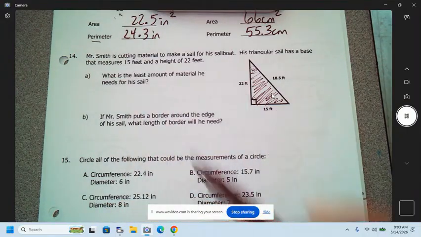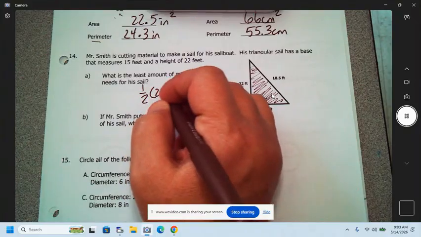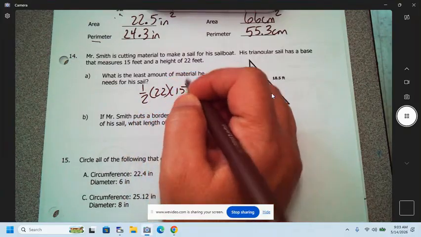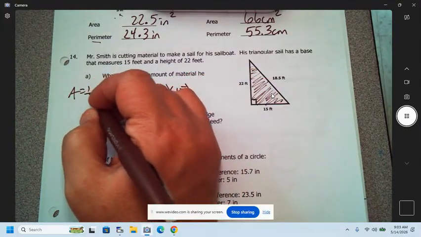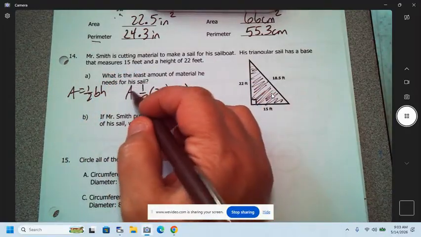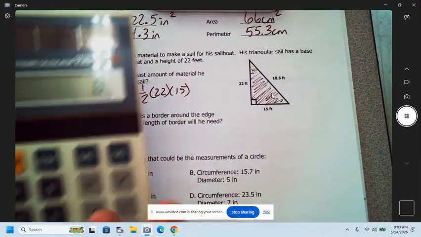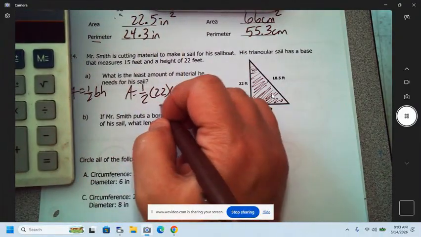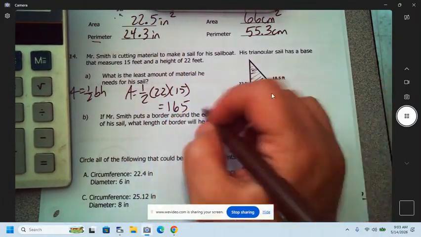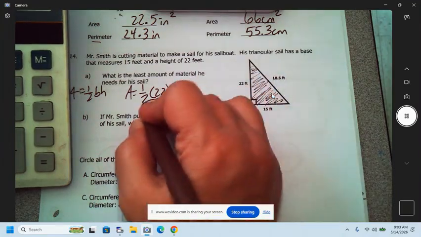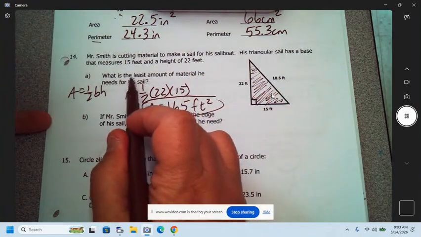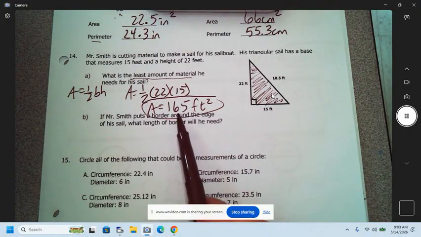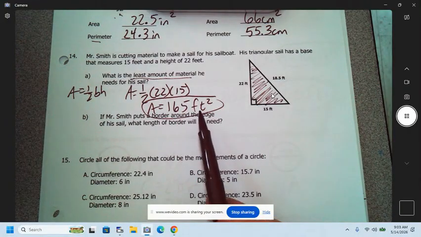So that's going to be 1/2 times 22 times 15, because that's the formula. 1/2 base times height. So it's 11 times 15, 165 feet squared. And the reason why some kids got confused is because it said, what is the least amount of material? So when he goes to buy the material, he has to buy 165 feet squared.